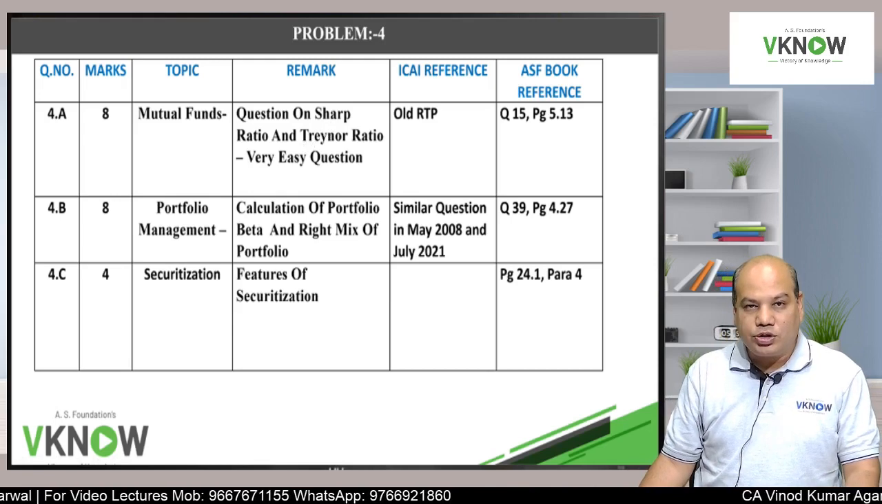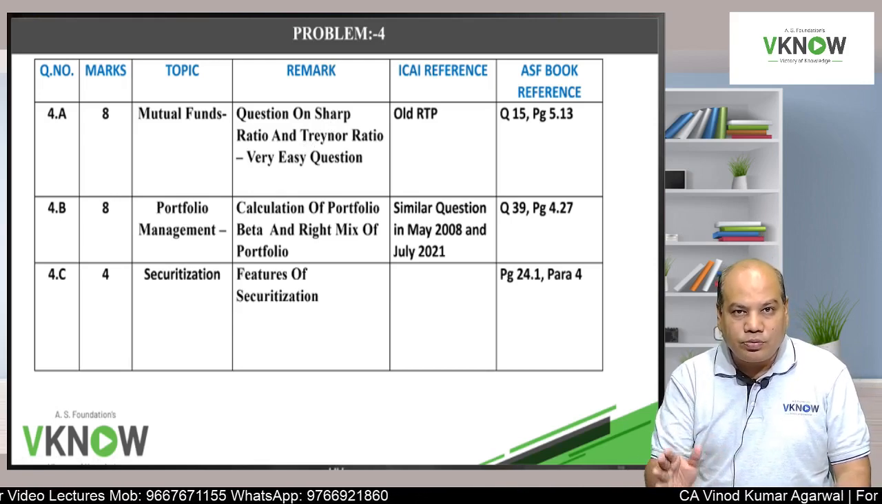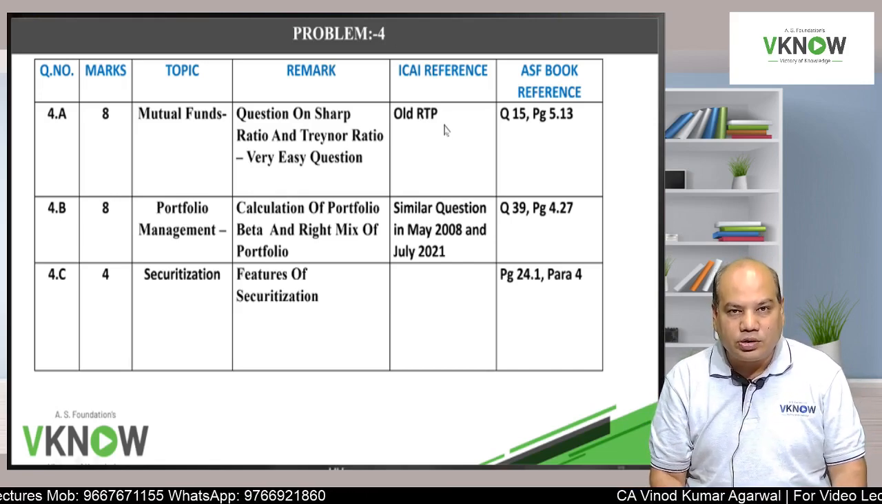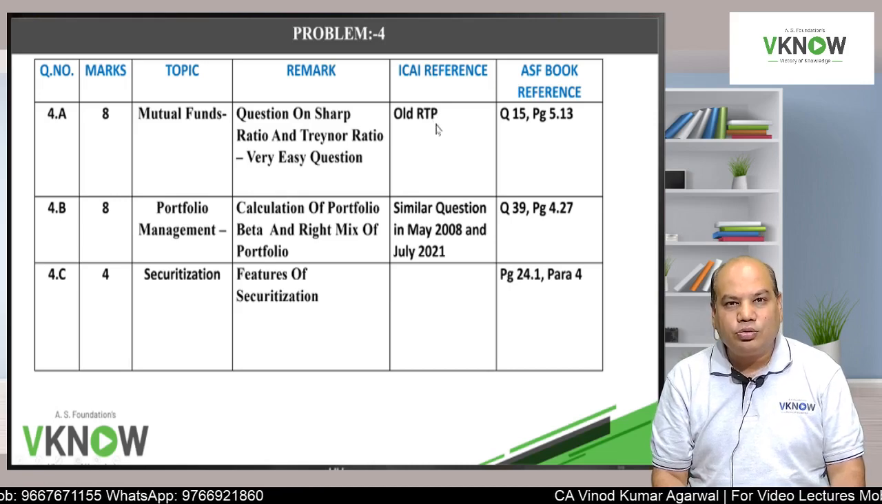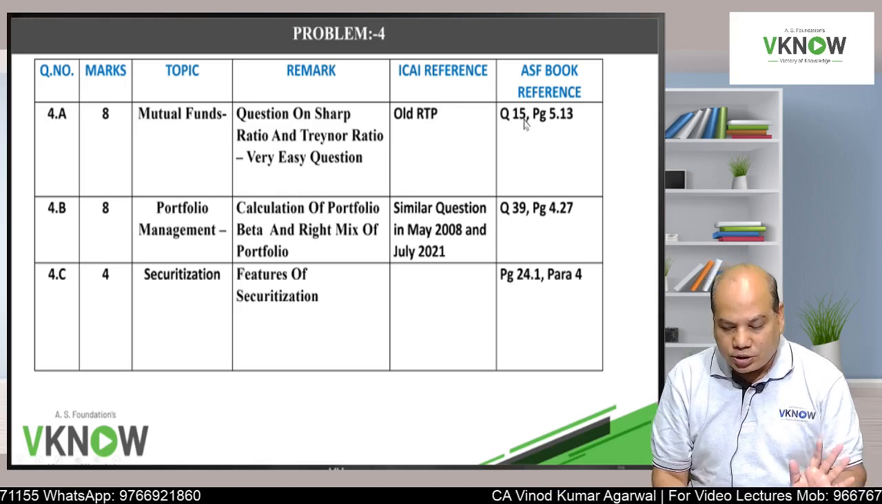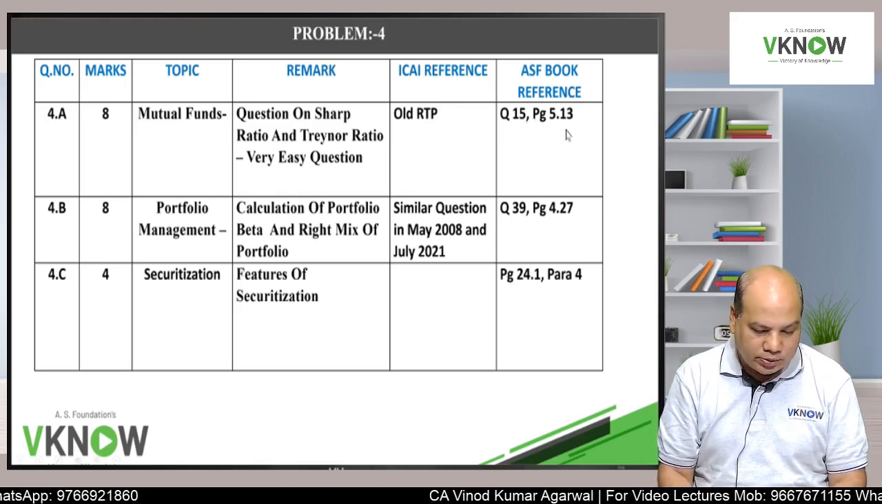Okay, you just have to apply the formula, calculate Sharpe ratio and Treynor ratio and rank it. The same question was given in one of the oldest RTPs. I have not written the year, it was something around 2003 or 4. We have covered the same question in our book, question number 15 on page 5.13.